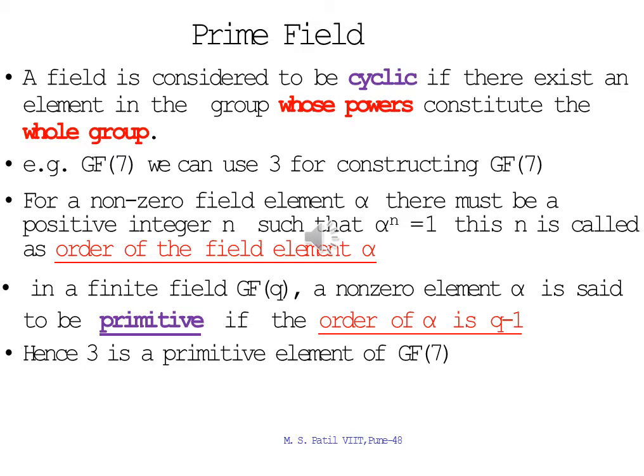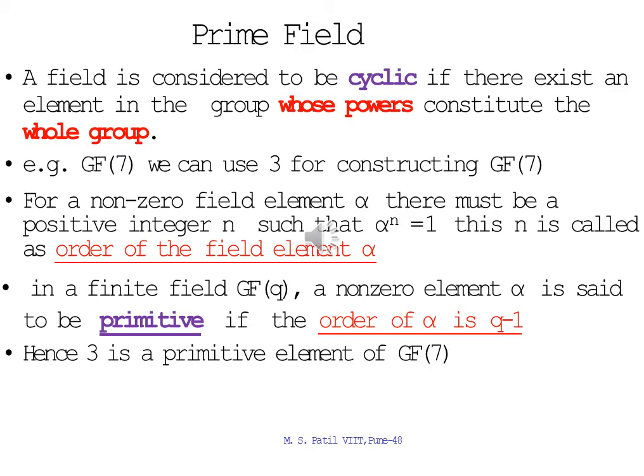Now here, to understand this concept correctly, let's take the example of GF7, which we have seen 2 slides back. So GF7 has elements 0 to 6. Out of that, 2 elements are default elements, 0 and 1. So what remains are the elements 2, 3, 4, 5 and 6. These 5 elements I am supposed to get from a single element. So here we consider a special element 3, and this special element is going to give me all the elements.